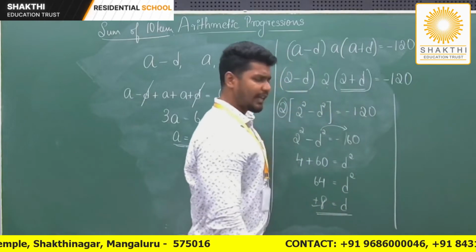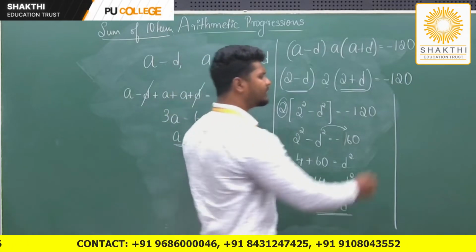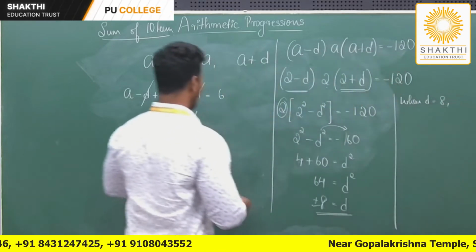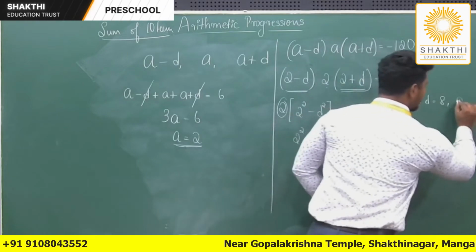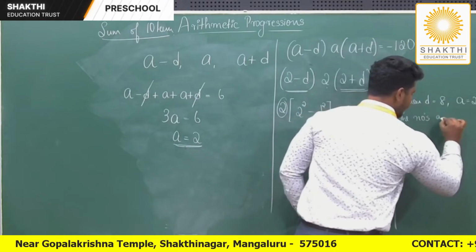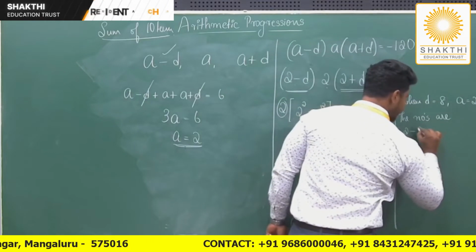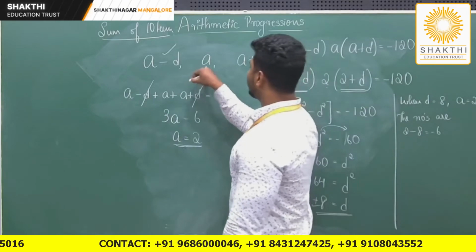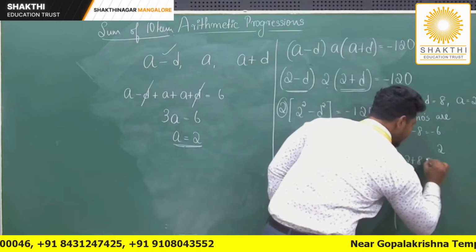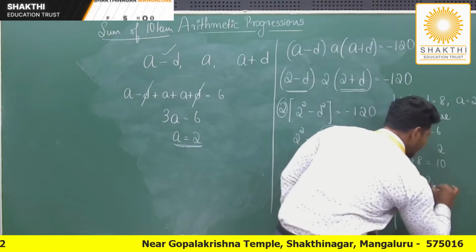When the three values are given, I'll consider the first case. We have two values for d, that is plus and minus 8. I'll consider when d is equal to 8. We have only one value for a, that is 2. The numbers are: the first number is a minus d, that will be 2 minus 8, which is equal to minus 6. The second number is a, that is 2 itself, and the third number is a plus d, that is 2 plus 8, which is equal to 10. Therefore, the numbers are minus 6, 2, 10.